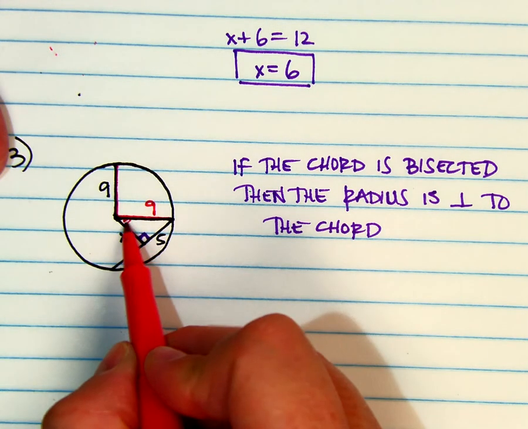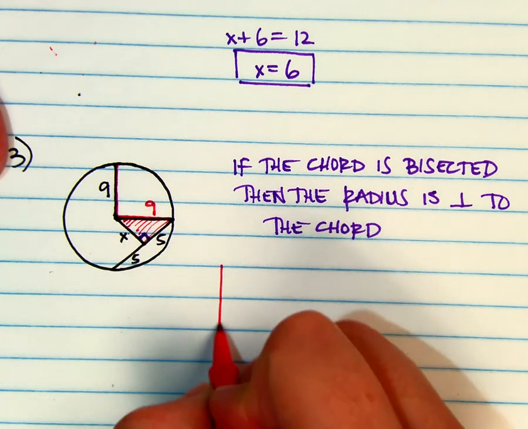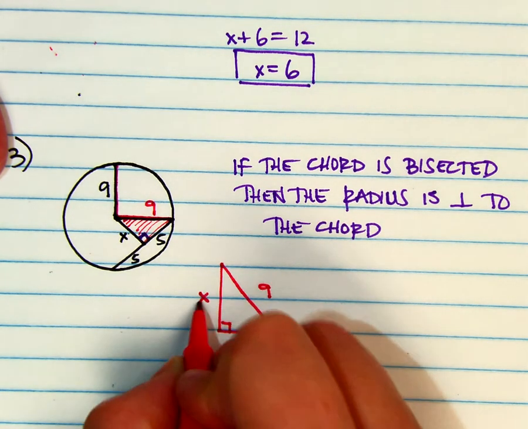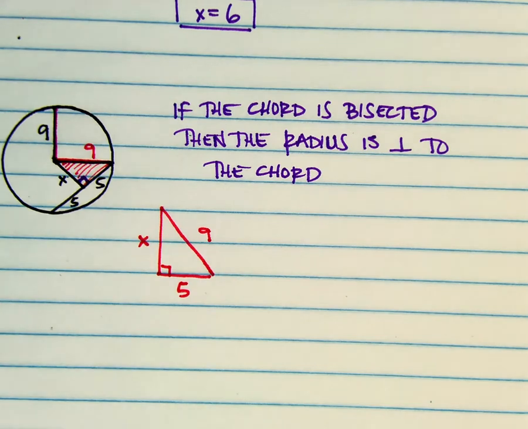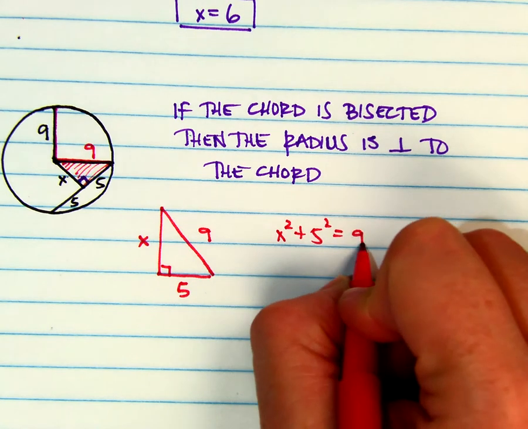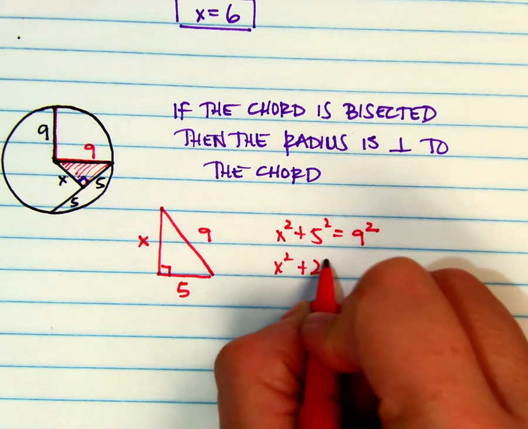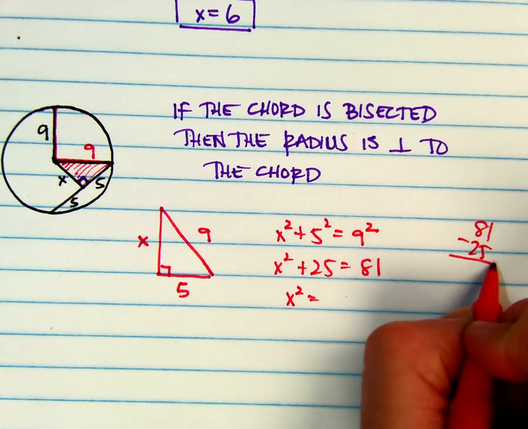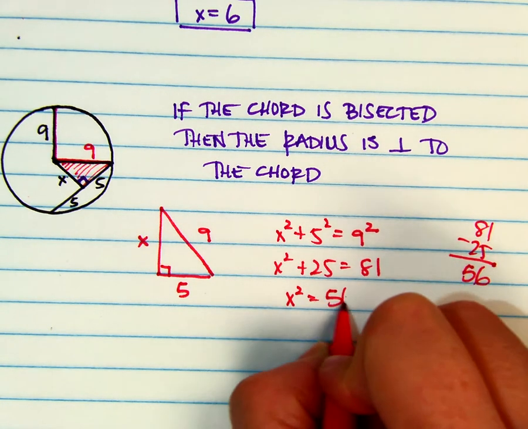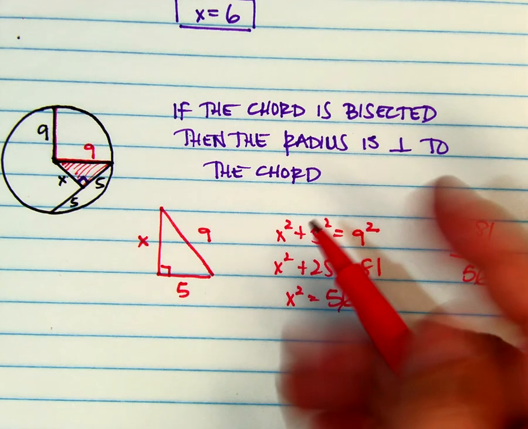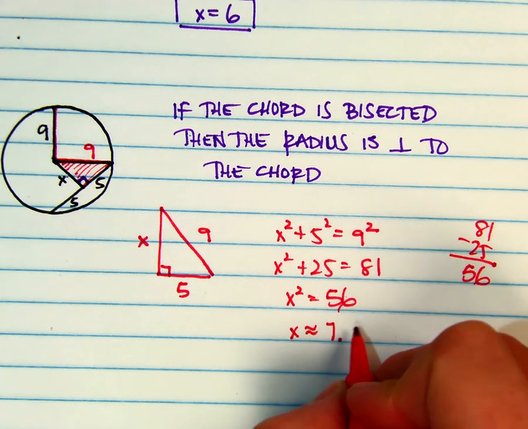So I'm going to take out this triangle, so we're going to focus on that triangle. So that is 9, that is 5, and there's my x. So it comes back to the good old Pythagorean Theorem. So I have x squared plus 5 squared equals 9 squared. X squared plus 25 equals 81. X squared equals 81 minus 25, which is 56. And grab my calculator. And I get about 7.5. So x is approximately 7.5.